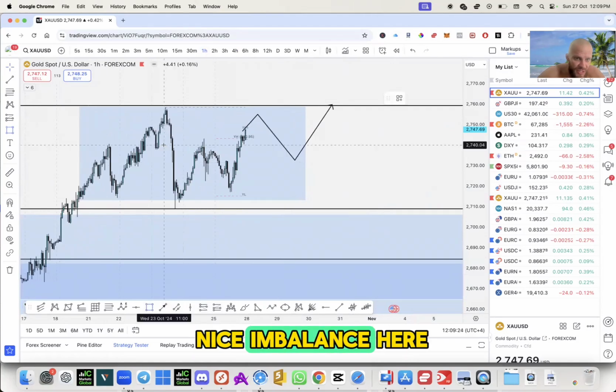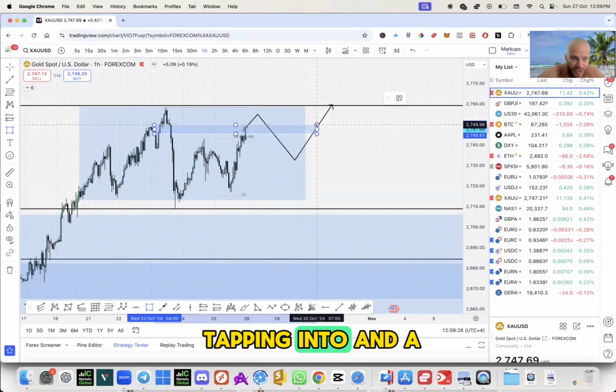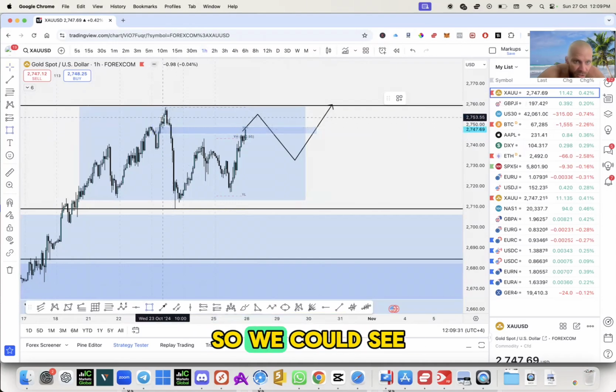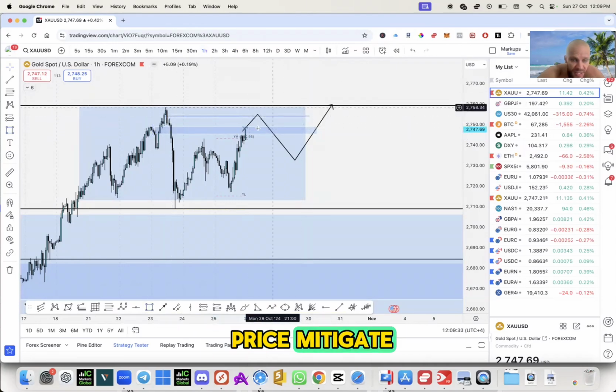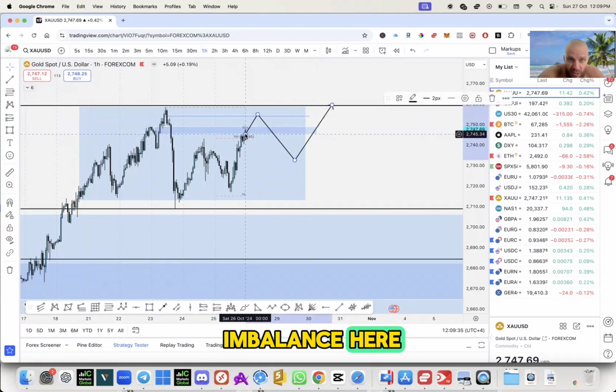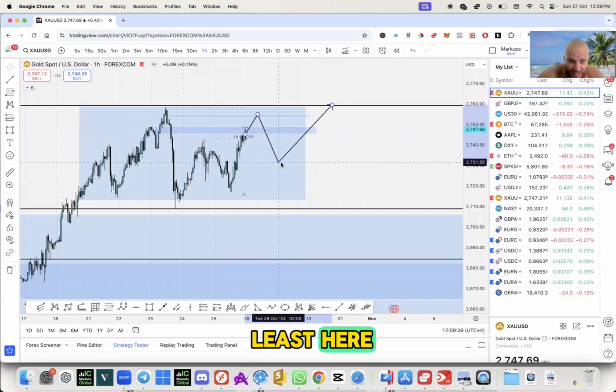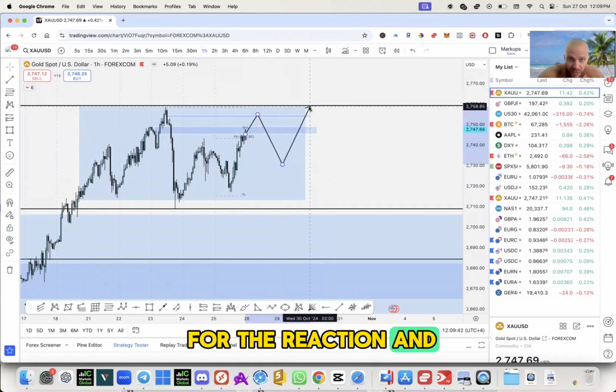So we have a nice imbalance here, look, that price is currently tapping into, and a little one right at the top. So we could see price mitigate. It's mitigating this imbalance here. But if we see reversal here or here, that could be the move that's going to take us down to at least here, and then we'll wait for the reaction and look to take price up.